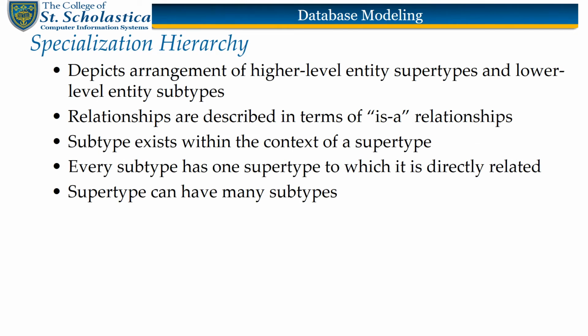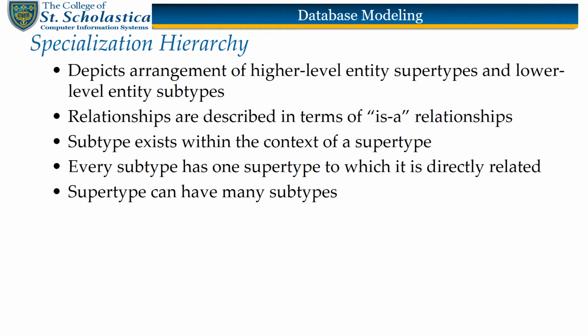Entity supertypes and subtypes are organized in a specialization hierarchy, which depicts the arrangement of high-level entity supertypes, parent entities, and lower-level entity subtypes, child entities. The relationships depicted within the specialization hierarchy are sometimes described in terms of an "is a" relationship.